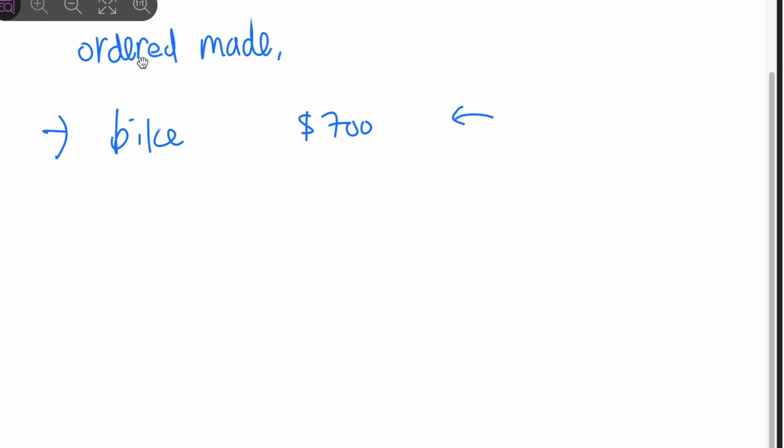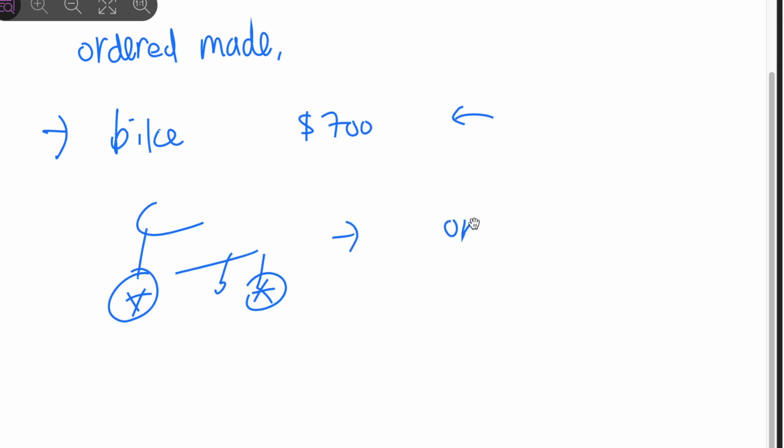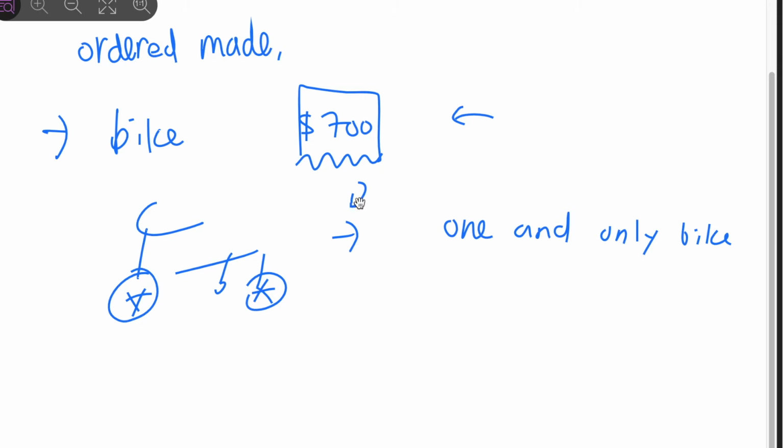But also we can order a bike that is worth $700, right? So we can have one. We can order a bike with my preference, right? Then what happens is it becomes one and only bike in the world, and becomes more a price list, and I'm willing to pay my $700 on this bike, right?